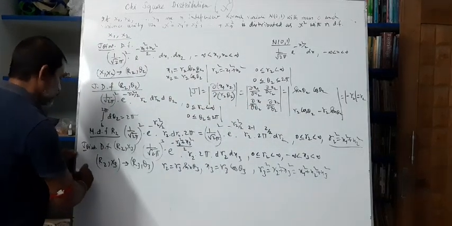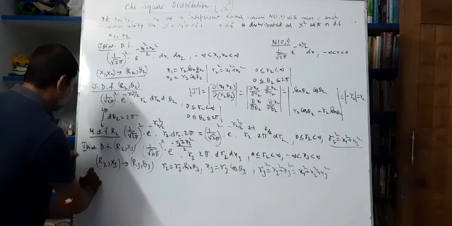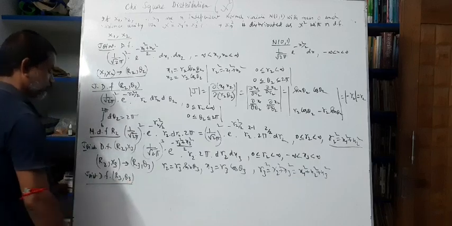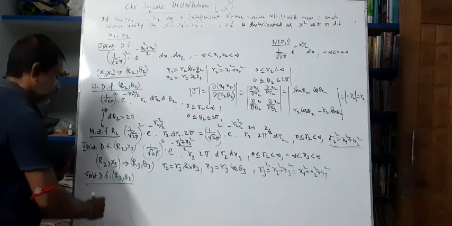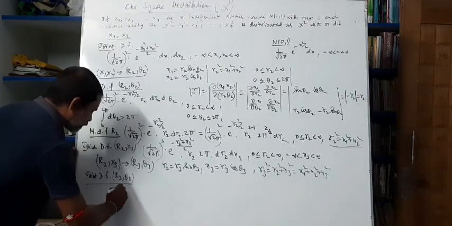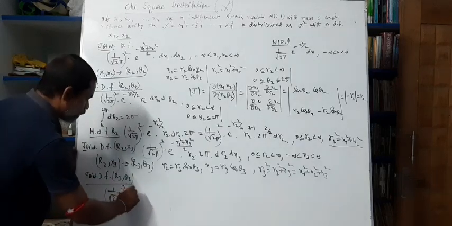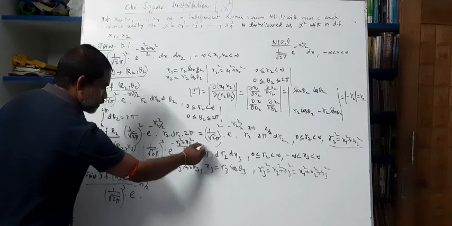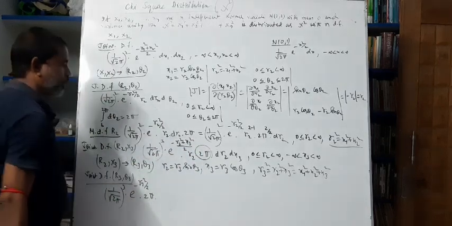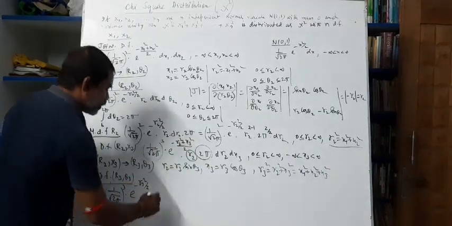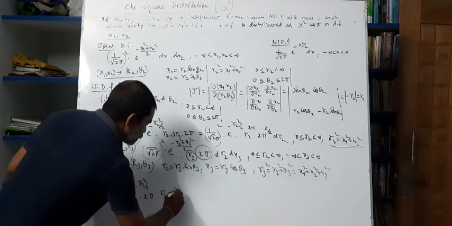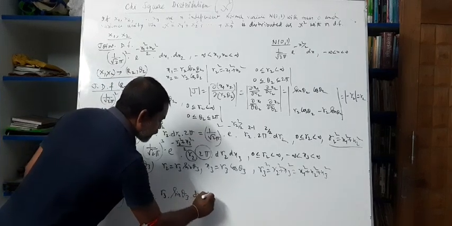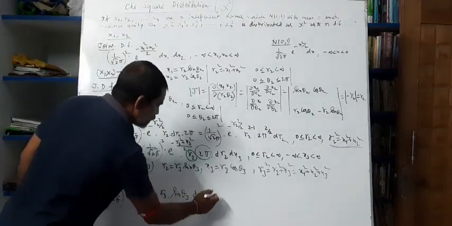So the joint distribution function of R3, theta 3 can be written as 1 by root over 2 pi whole cube e to the power minus R3 square by 2, here it is 2 pi, and here it is R2, which is R3 sine of theta 3, dR2, dR3, d of theta 3.